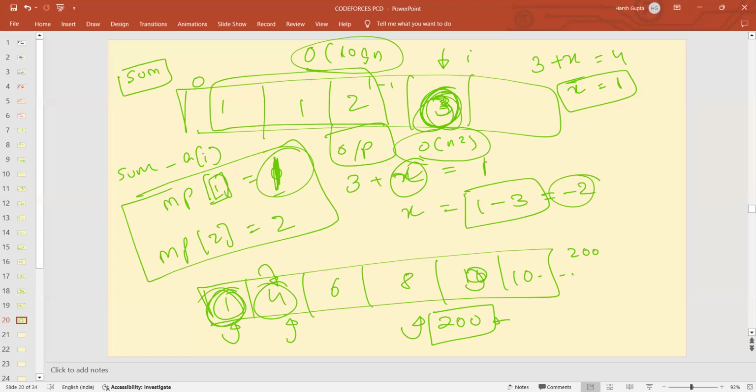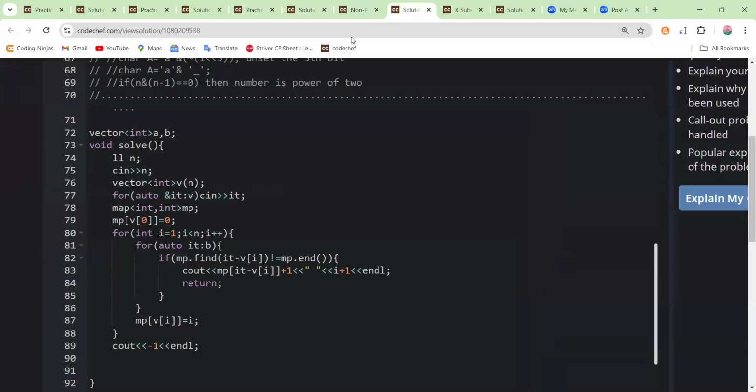Okay, so moving on to the code. First of all, I took the input of n, then took input of n numbers, constructed the map, and added the 0th element in my map. So mp of v of 0 is equal to 0. Now I am going to each and every number.